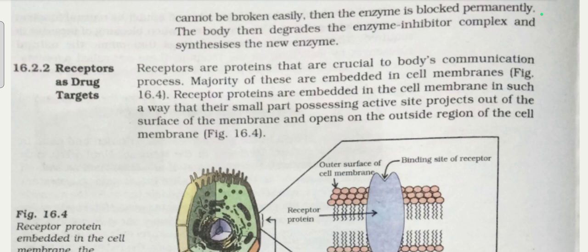Receptors as drug targets. Receptors are proteins that are crucial to body's communication process. Majority of these are embedded in cell membranes. Receptor proteins are embedded in the cell membrane in such a way that their small part possessing active site projects out of the surface of the membrane and opens on the outside region of the cell membrane.